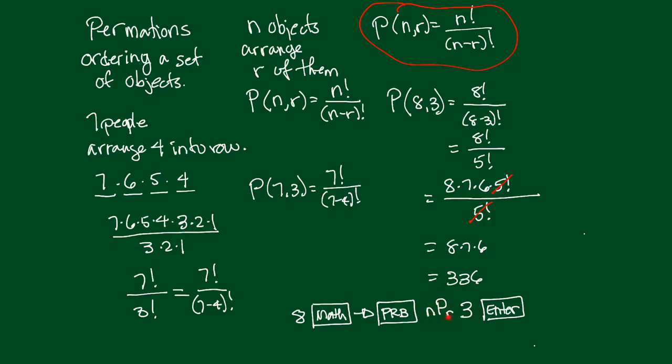You get nPr, N objects arranged R at a time. So select that one. You can either scroll down to number 2 and press enter, or just press the numerical key 2. That one pops up. Then type in the number 3. So what you're looking at now is 8 nPr 3. And then you press the enter key.